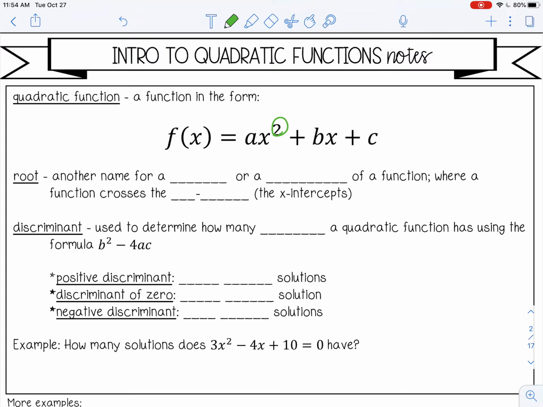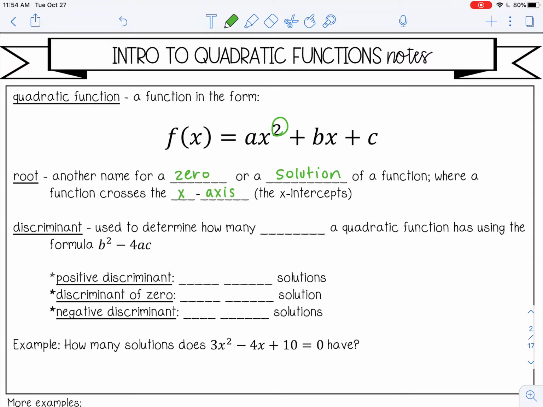A root is another name for a zero or a solution of a function. It's also where a function crosses the x-axis, also known as the x-intercepts.